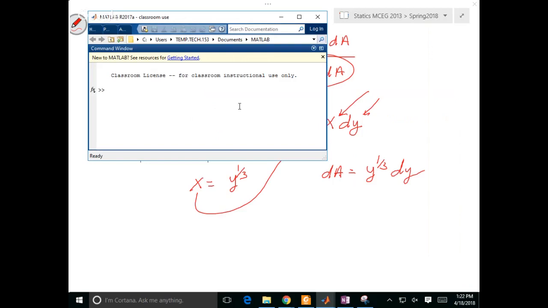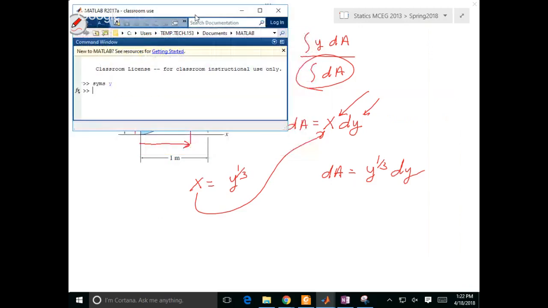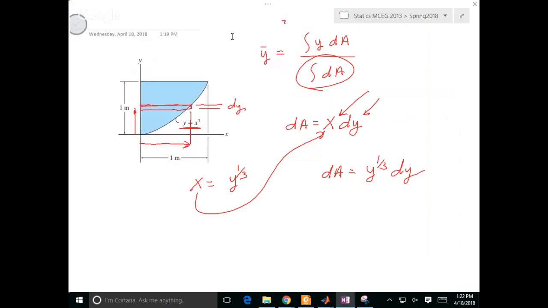Okay, so what I'm going to do is, in this integration process that we've got, I need a symbolic variable. That's supposed to be syms. So it looks to me like it's got to be a y. I'm going to come back and forth between these two. I'm going to look at the area. The area integrates y^(1/3) dy. So y goes from down here at 0 up here to 1.